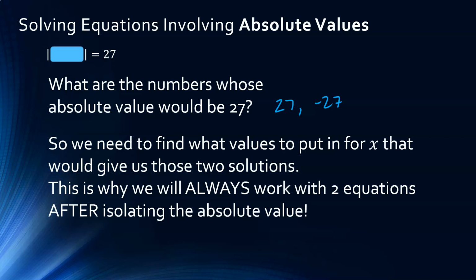So we need to find out what values to put in for x that would give us those two solutions. This is why we will always work with two equations after isolating the absolute value. Make sure you get that in your notes, the last two sentences there. So we're going to set up two equations because my goal is to figure out what's going to go inside of that absolute value. What values for x would I put inside of there that would give me 27 as my answer, and what numbers can I put inside of there that would give me negative 27 as my answer. So again, if you need to write this down, pause this video before I move on.